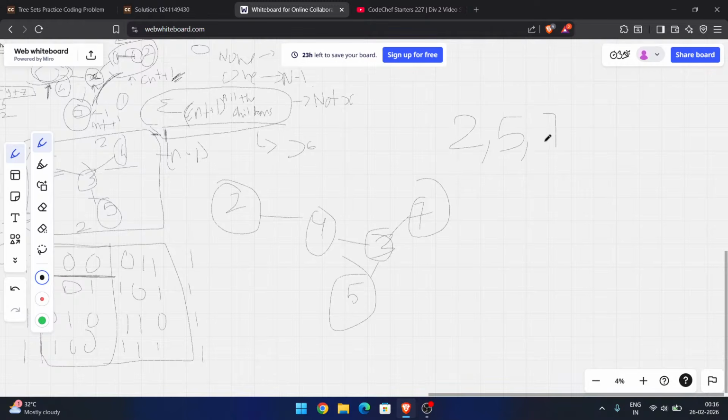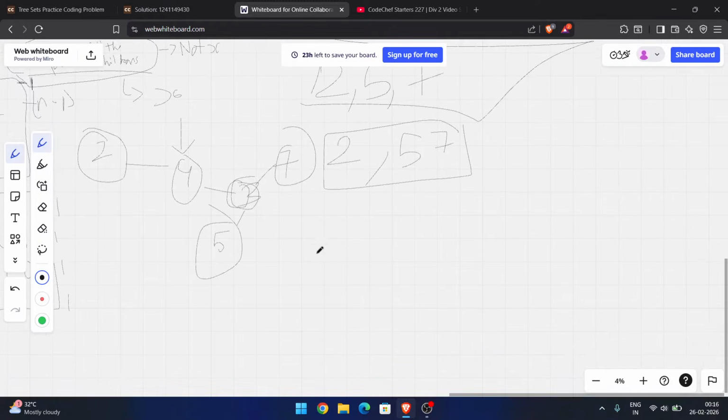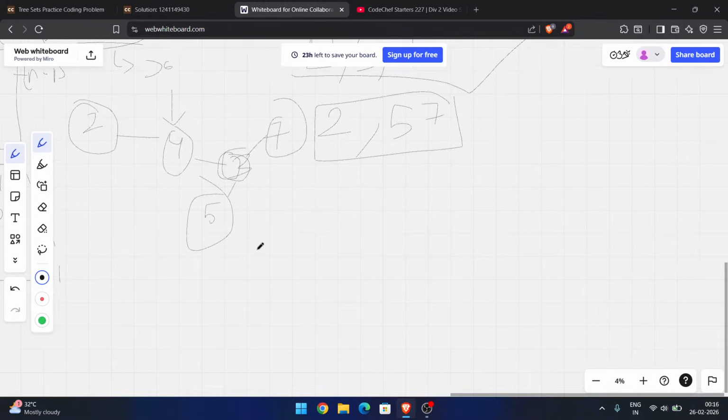I would have considered this set 2, 5, and 7 one time when I am counting for 4, and I would also have considered this case one time when I'm counting for 3. Okay, because these sets are common for both the indices. So that's why I was counting some indices multiple times. That's why it was giving me a false answer, so this approach was wrong.